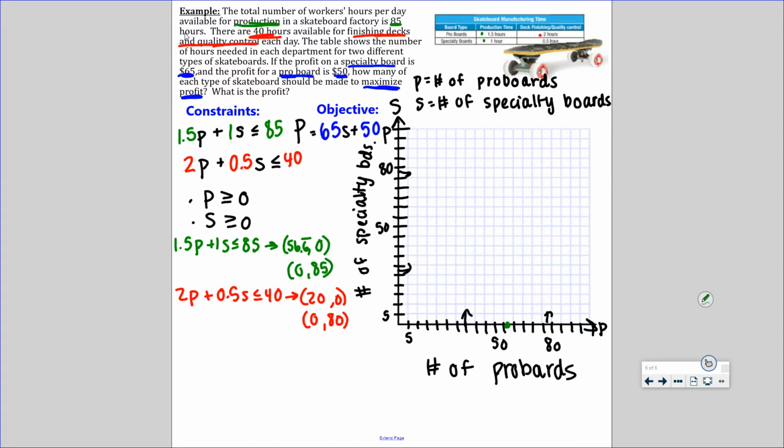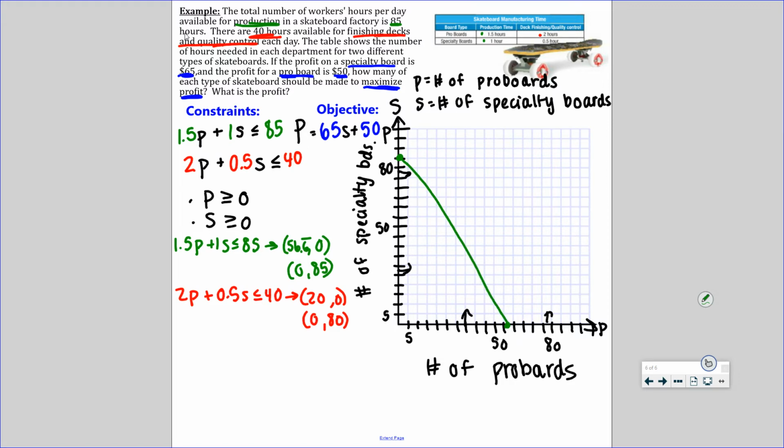And again, we know what that point is. Okay, we know it's 56.6 repeating. So it's okay to just kind of approximate this. And then this has a y-intercept of 85, which is perfectly right there. Use your straight edge. There's that line.